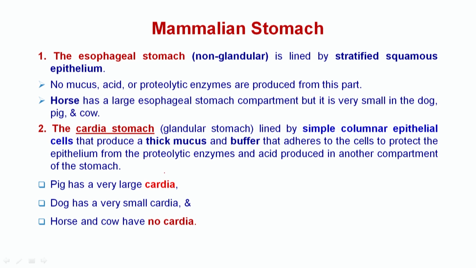In the pig, this cardiac stomach part is very large. In the dog, it is very small. In the horse and cow, no cardiac part of the stomach is present.